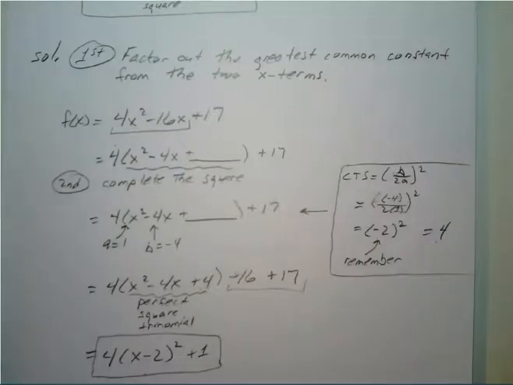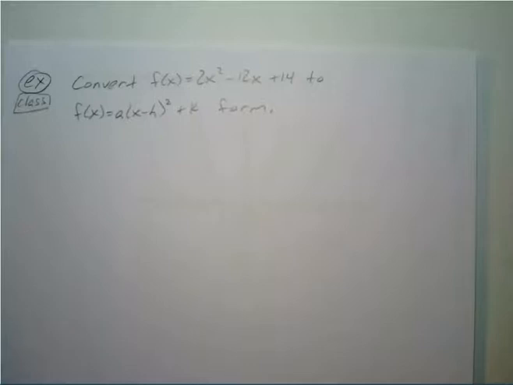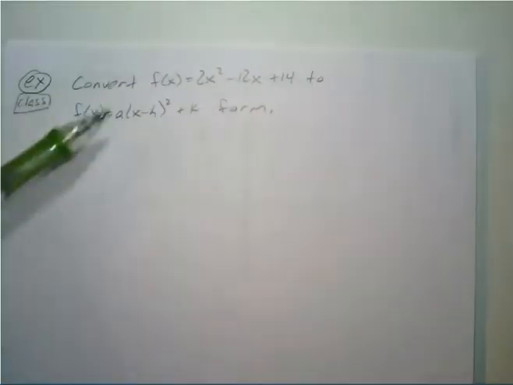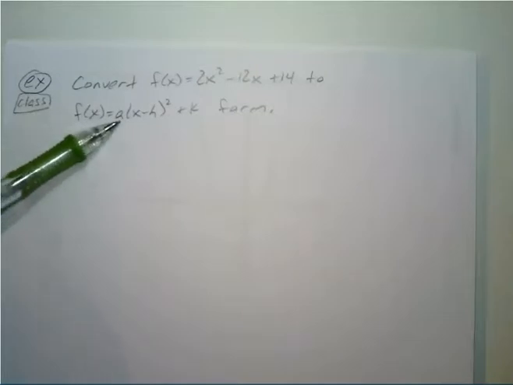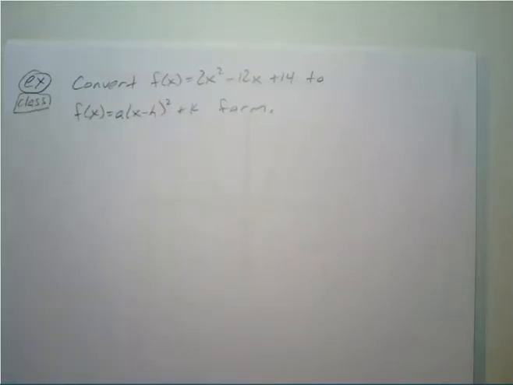All right, so if you are still writing, feel free to press pause, but we're going to go ahead and do another example. Okay, so this is pretty similar to the one we just did. We want to convert f of x equals 2x squared minus 12x plus 14 to f of x equals a times x minus h squared plus k form. Okay, so just like we did on the previous page, but I want you to go ahead and press pause and try this one on your own.